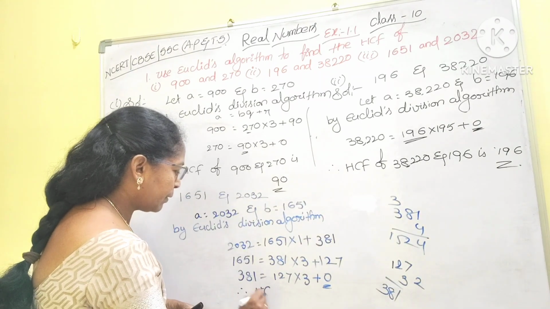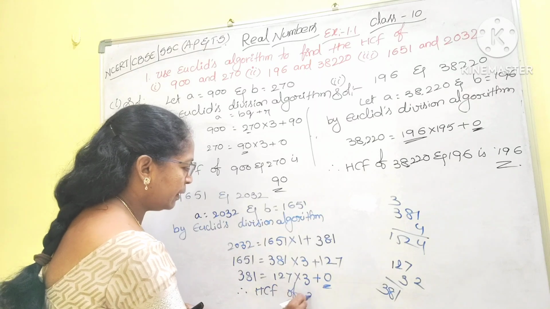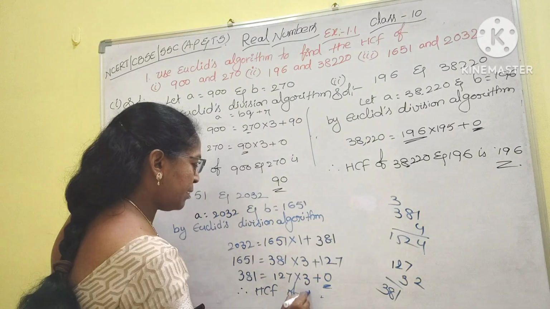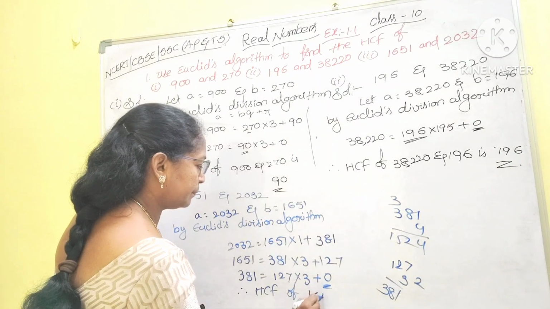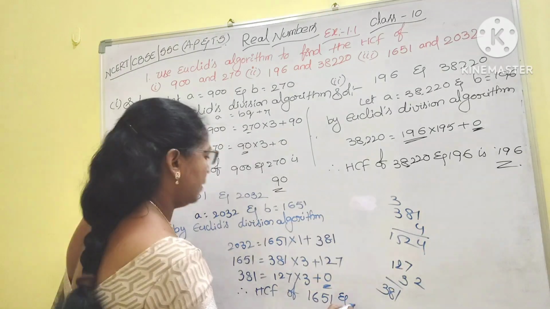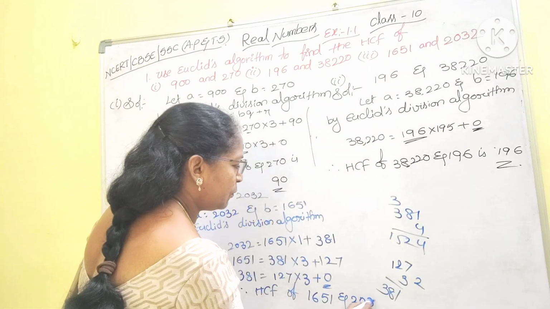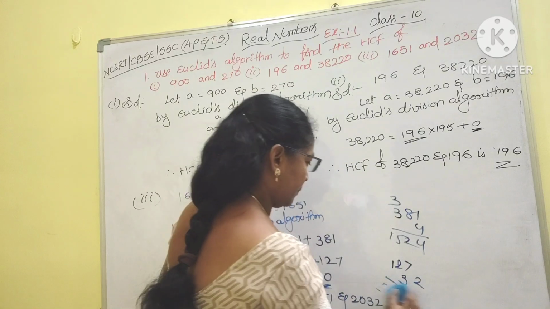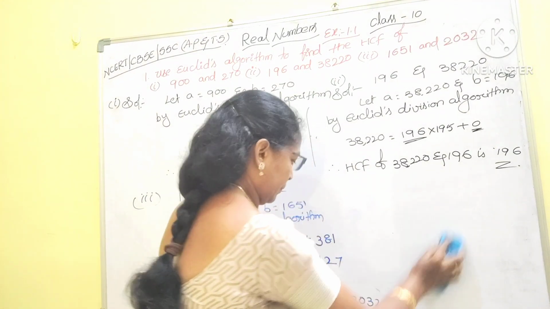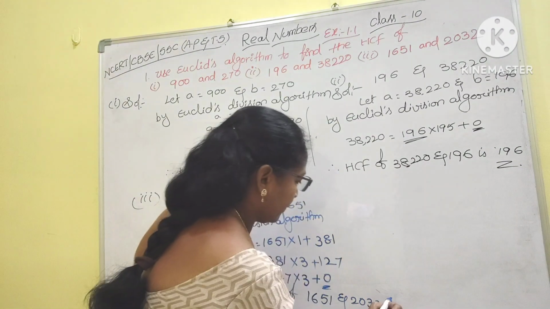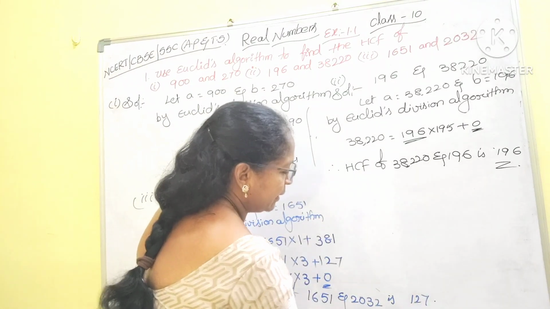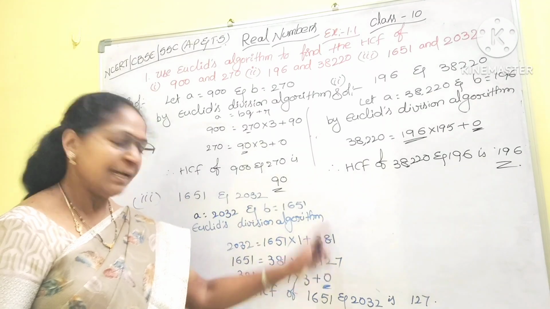Therefore, HCF of 1651 and 2032 is 127. This is the answer. Is it clear?